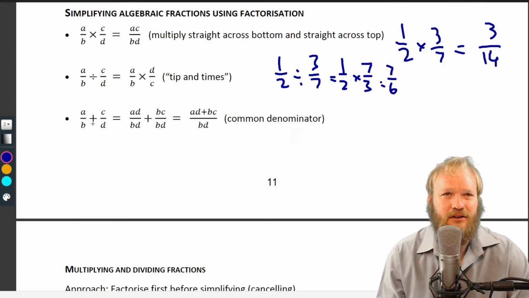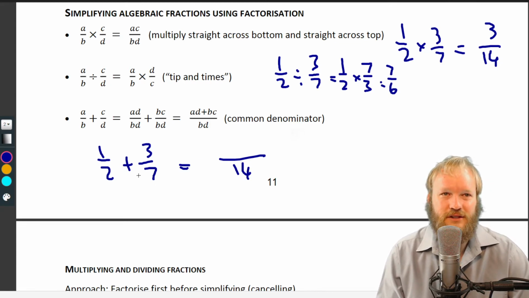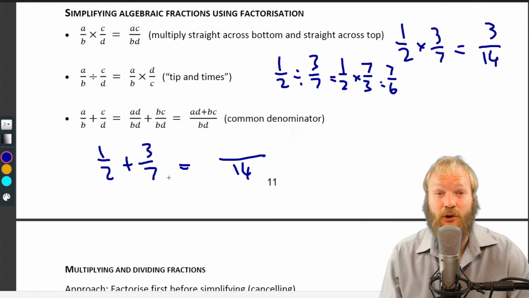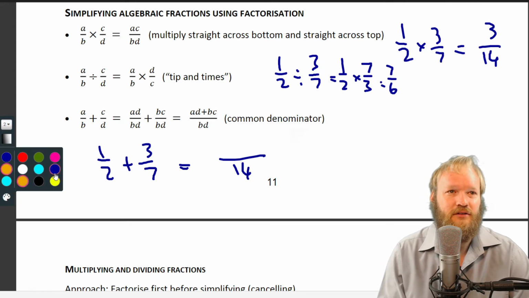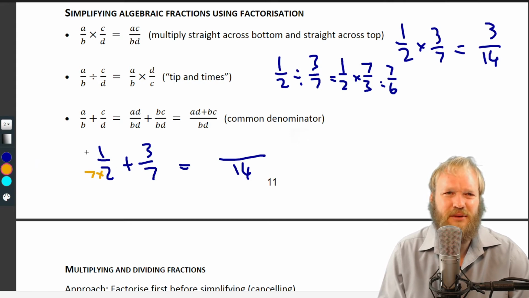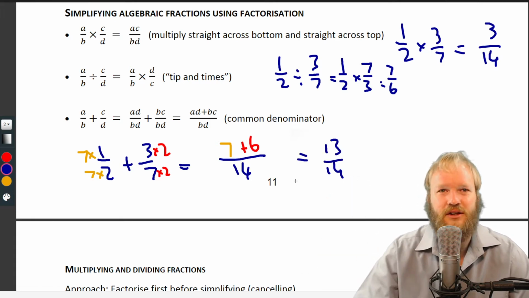And finally, common denominator. If you've got a half plus 3/7, the common denominator here is 14. Sometimes you just multiply the two denominators, though you could have a lower common denominator. In this case it's just 14. For the 2, we had to multiply by 7, so we multiplied the numerator by 7 and had 7 over here because it was 7 times 1. For this one, we multiply by 2, so plus 6, which gives us 13/14. But that idea of common denominator, I think you've got.